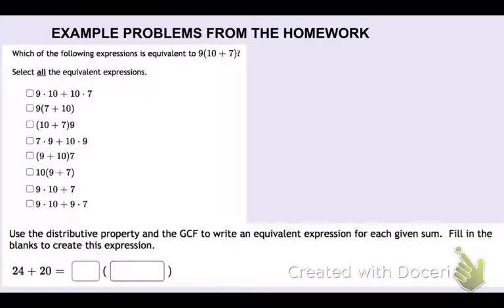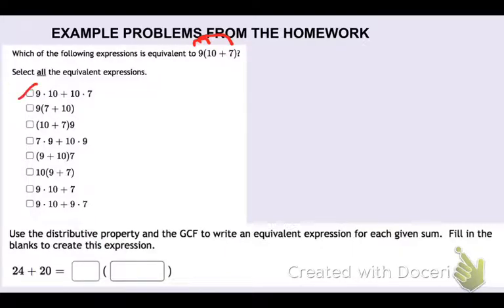It says, which of the following expressions is equivalent to 9(10 + 7)? So that's basically saying 9 multiplied by 10 plus 9 multiplied by 7. So let's see, that's exactly what we wrote out here in this first one. So we're going to check the first one.